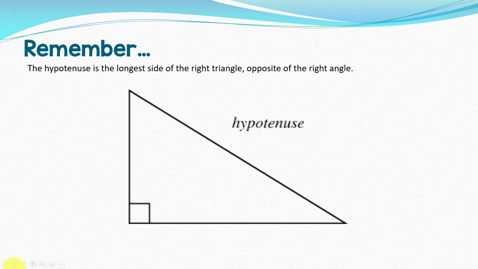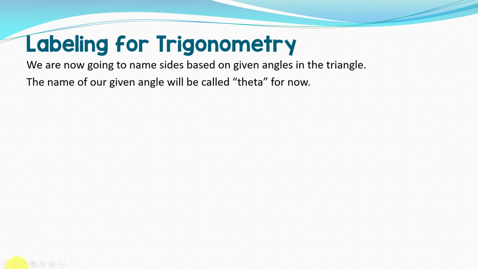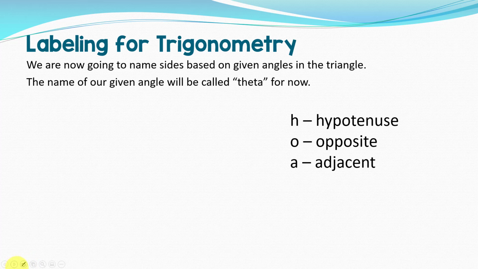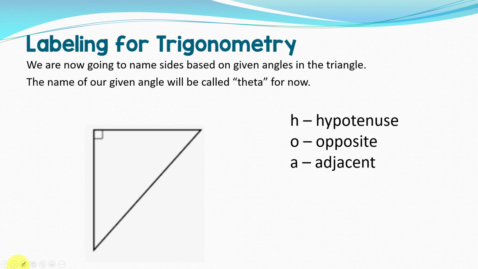So let's remember that when we have a right triangle, the hypotenuse is always the longest side of the right triangle, and it is always opposite of the right angle. So how do we label for trigonometry? There are special relationships that exist in these right triangles, and the trig functions we're going to use help us with those relationships. So first we need to be able to label our triangle.